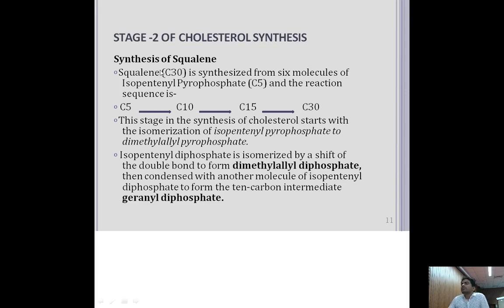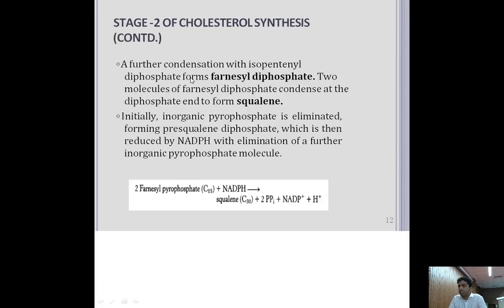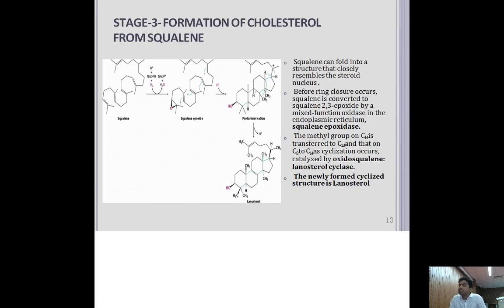And from isopentenyl pyrophosphate forms squalene. Isopentenyl pyrophosphate, pentenyl, so you can understand, right? Five, so it's a five-carbon molecule. So six molecules of isopentenyl pyrophosphate will form squalene. Okay, so 5, 10, 15, ultimately it will form 30. So if you directly write isopentenyl pyrophosphate to squalene, isopentenyl pyrophosphate is a 5-carbon molecule, and six molecules will combine together and form squalene. No need to see this, and only in this step you need to know that NADPH is required. Where else was NADPH required? NADPH was required in fatty acid biosynthesis also, if you remember.